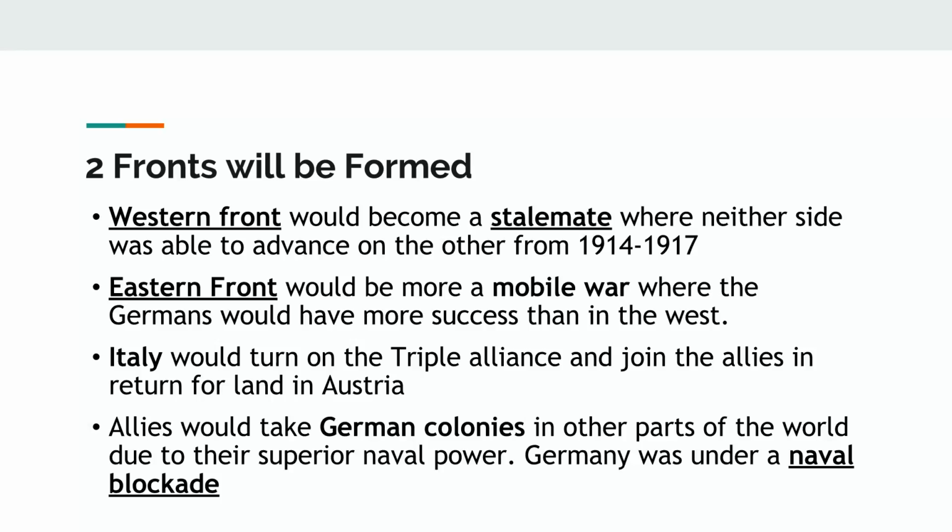The Allies would take all the German colonies, and we talked about how they had some in Africa. Of course, it was easy for them to take these colonies because most of the Allied powers had superior navies, especially Great Britain. The other thing that was going on was once the war started, Germany was put under a naval blockade, meaning that Germany was pretty much surrounded by Allied ships to keep things from going in and going out.